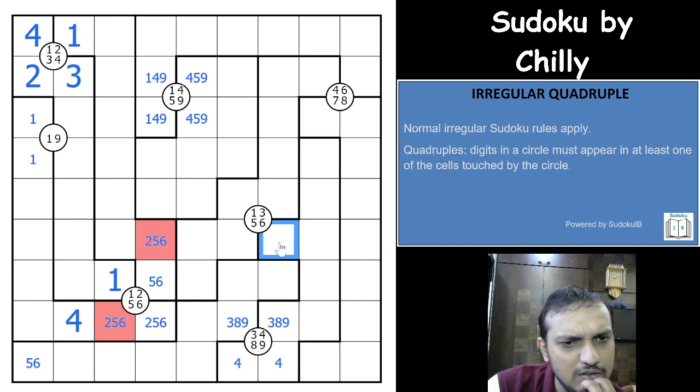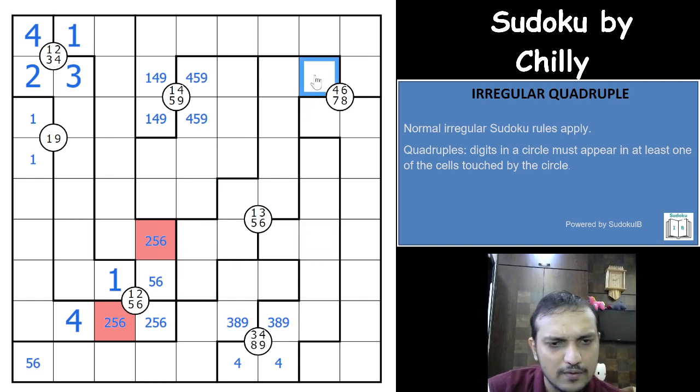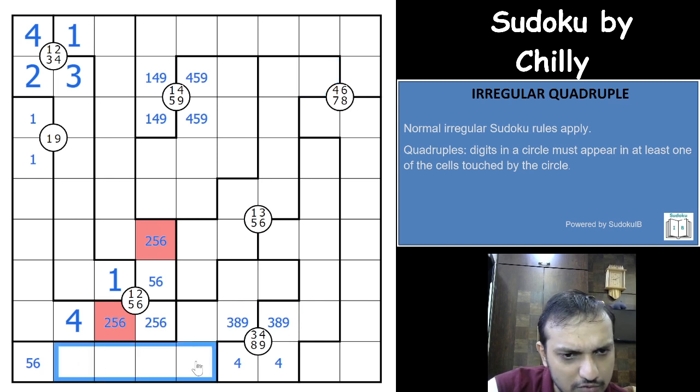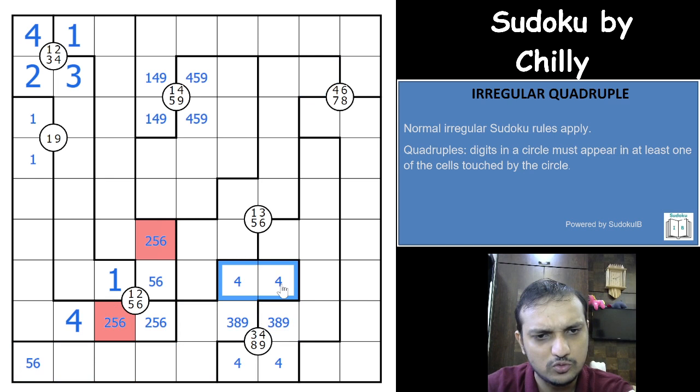Whatever I have here cannot be in any of these cells. So would have to be here or here. 1, 3, 5, 6. Okay, possible. Four cannot be in any of these cells in this region. 4 cannot be here. 4 would have to be in one of these two cells.